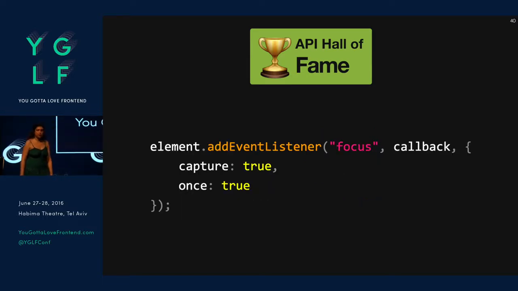Another example is addEventListener. So addEventListener is starting to get more flags besides capture. They realized at some point that this cannot continue. We cannot have addEventListener focus, callback, true, false, true, false, true, false. What does this mean? So they adopted this pattern with the object literal. And now you can tell that true means capture. And you can also have other flags as well, like once.